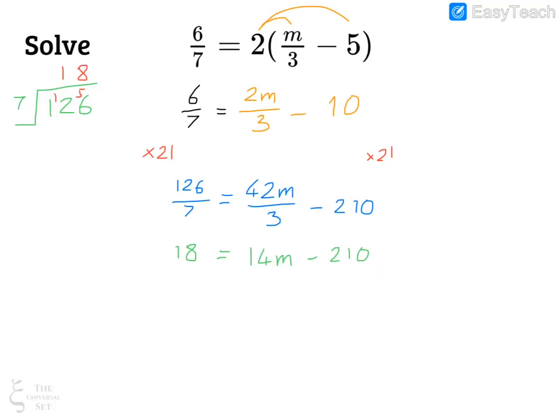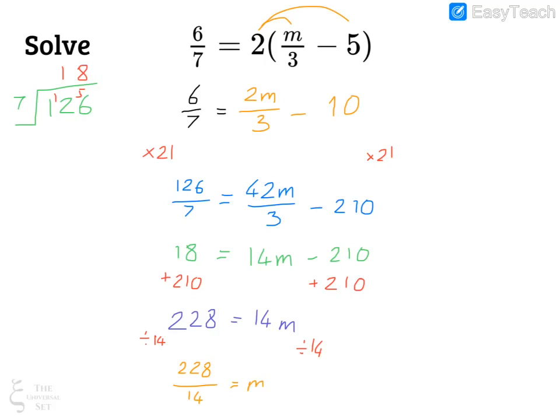So let's get rid of this take away 210 then. We're going to have to add on 210. And that's going to give us 228 equals 14m. I want to get just this m on its own, so we're going to have to divide by 14 in this last step. Divide by 14, divide by 14, and that means our answer is going to be 228 fourteenths is equal to m.